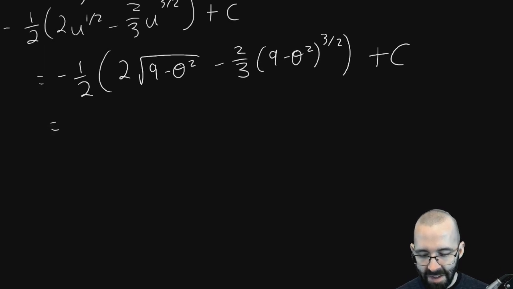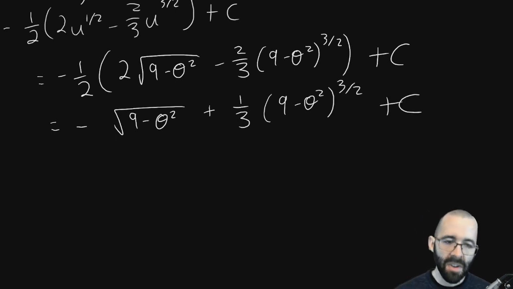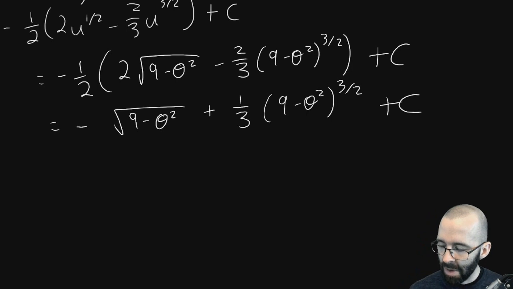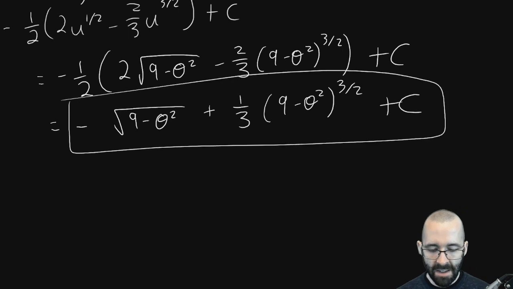So again, we could distribute this negative a half. We get negative square root of 9 minus theta squared plus 1/3 times 9 minus theta squared to the 3/2. And we could simplify this just like I simplified it in 3.3.6 as well, but you don't really have to. I'll take this as a final answer.